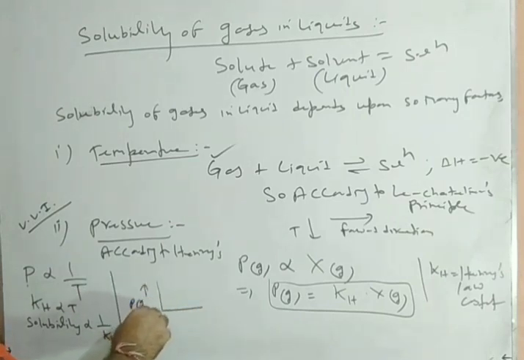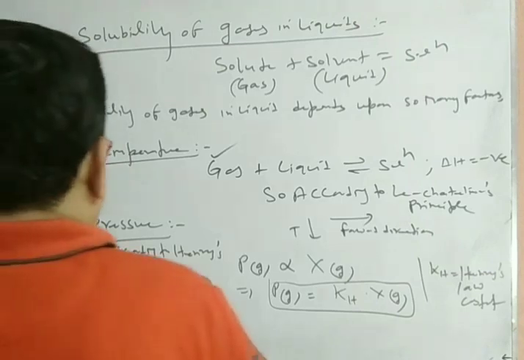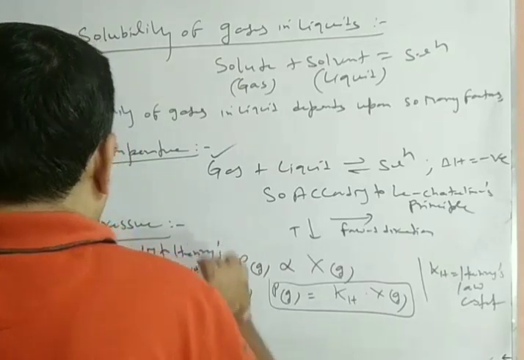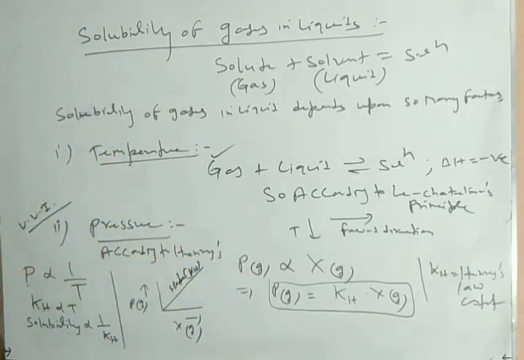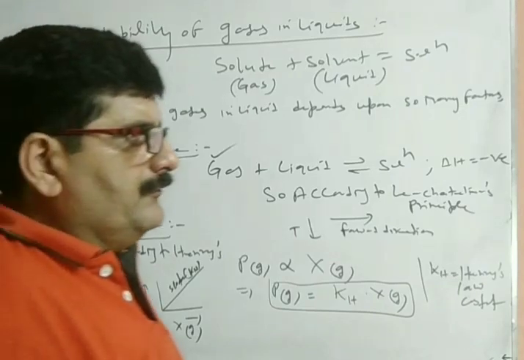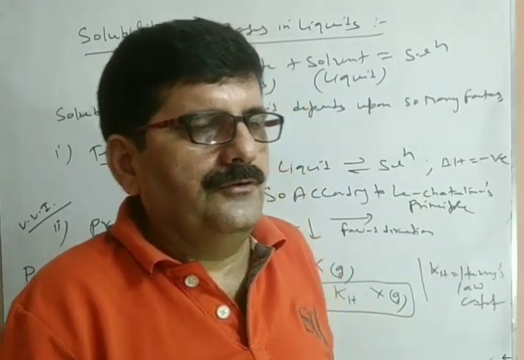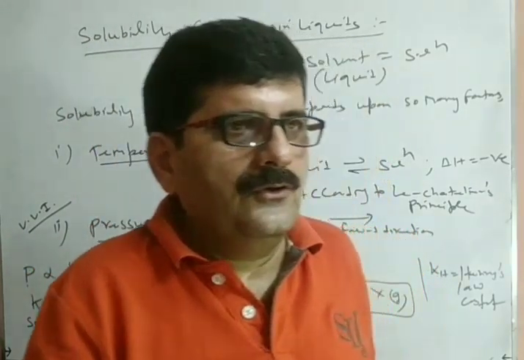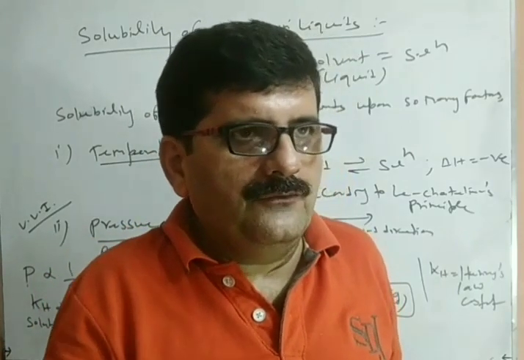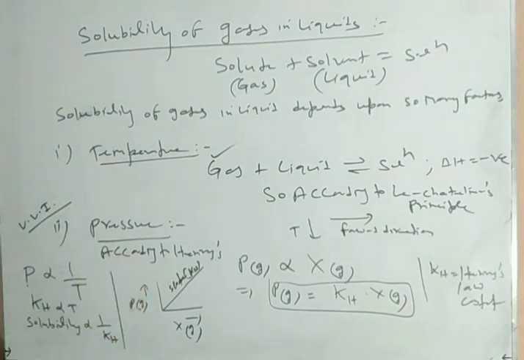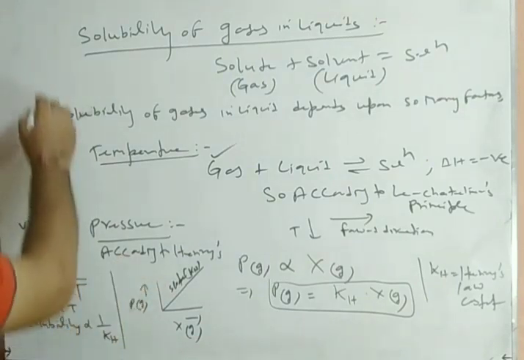If we draw the graph between partial pressure and mole fraction, then a straight line is obtained passing through the origin. The slope is called what? That is KH. CO2 is strongly soluble in water because water is polar and CO2 is non-polar. So at high pressure, CO2 is highly soluble in water, which can be understood only on the basis of what? Henry's laws.